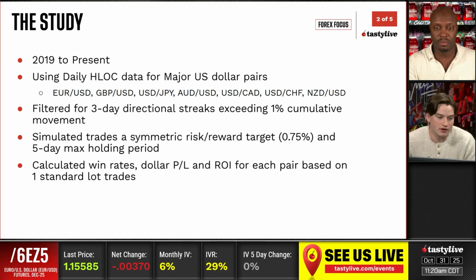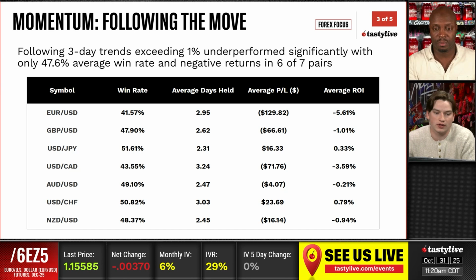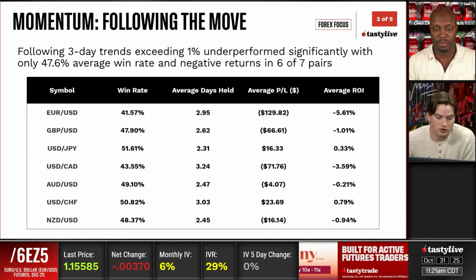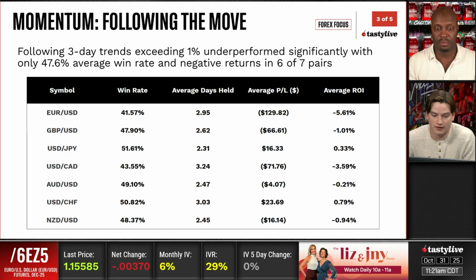So looking at the first scenario on the next slide, momentum following the move. Already spoiling some of the takeaways here, there's a lot of red on the screen in terms of average P&L, average ROI, win rates less than 50%. We're looking at symmetric risk reward, so all things considered, that should be 50-50. And all except the Swiss franc are below 50% win rate.